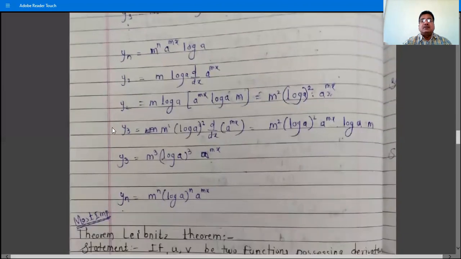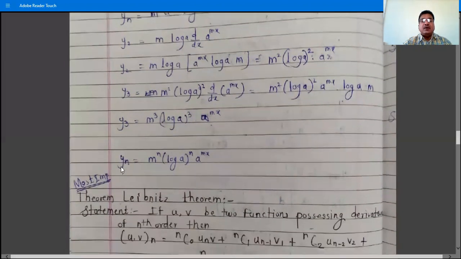Y2 is m square log a bracket square a raised to mx, because m log a is constant and the derivative of a raised to mx is a raised to mx log a into m, the derivative of mx being m. So it becomes m square log a bracket square a raised to mx. Then y3 is m cube, log a bracket square is a constant quantity, and the derivative of a raised to mx is a raised to mx log a into m. So it becomes m cube log a bracket cube a raised to mx.